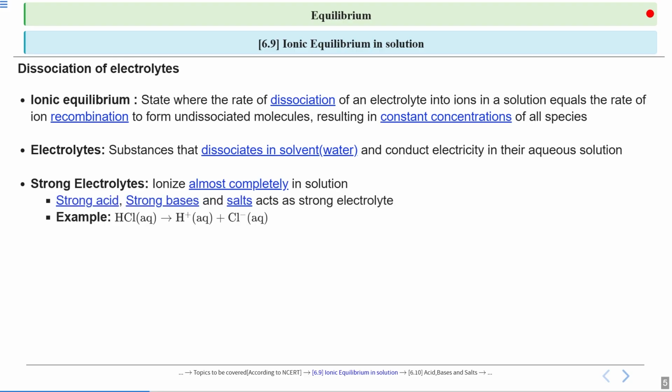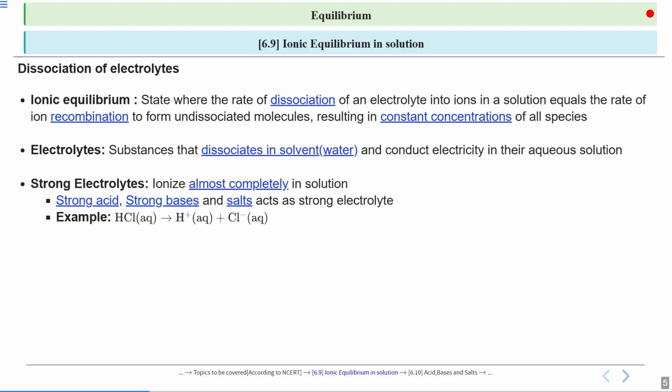Here are some examples of strong electrolytes. So first is strong acids, strong bases and salts. All of these three are always strong electrolytes. So this is a very important thing to remember: all strong acids, all strong bases and salts. Salt has no characterization as strong or weak. So all salts are strong electrolytes.